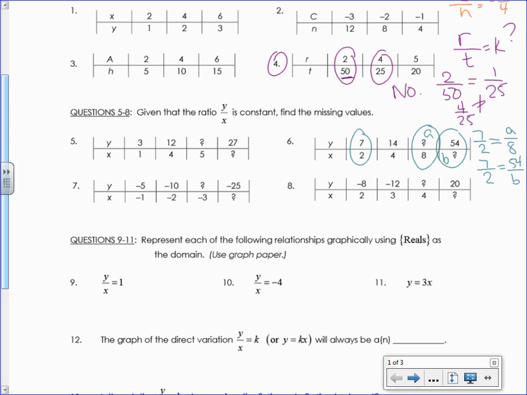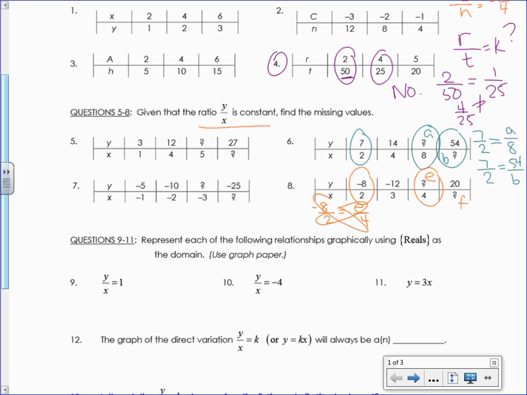I'll do this one in red. I won't use A and B since that's what I used up there. How about I use E and F? They told me that it was direct. They told me that this ratio was constant. So I know that when I do -8 over 2, that should be equal to when I do E divided by 4. And then you can cross multiply.